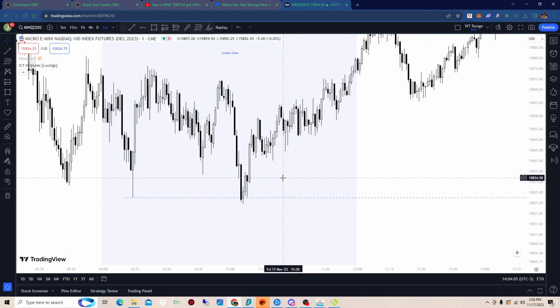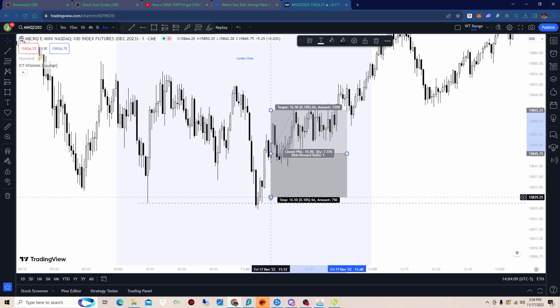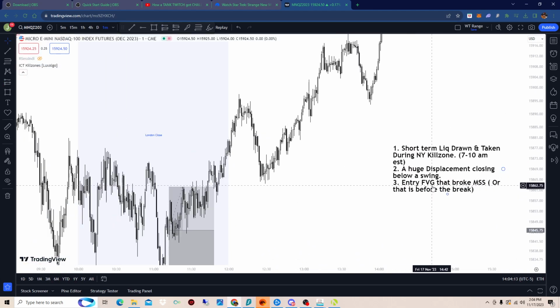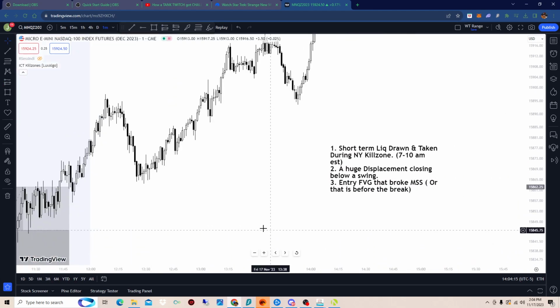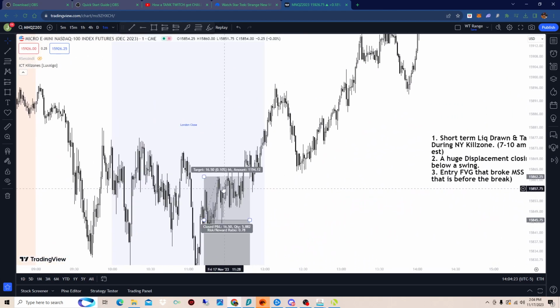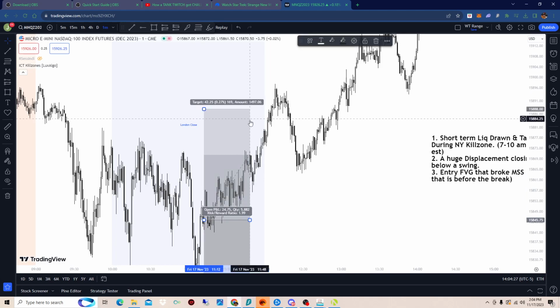The 5 minute is looking good, so you can even enter right here because that's part of the model. Again, entry is a fair value gap that broke market structure. Here we have that swing high that got broken, so you can enter right here. Whatever your risk reward, whatever you feel comfortable. I usually do a 1 to 2 for these type of models.